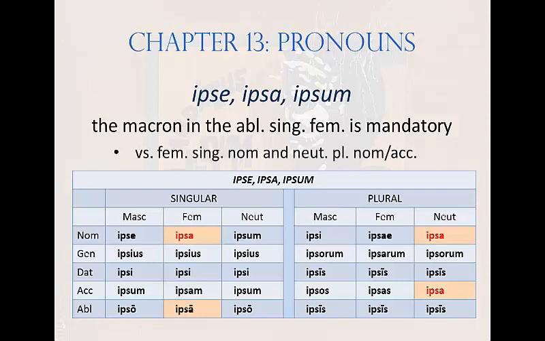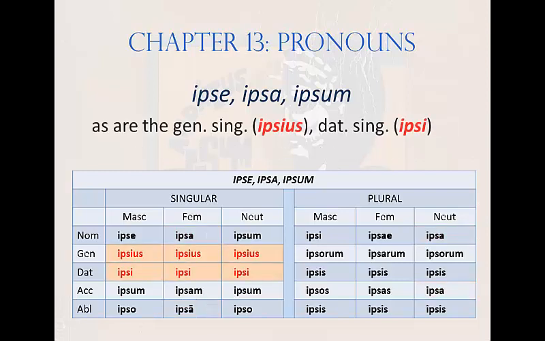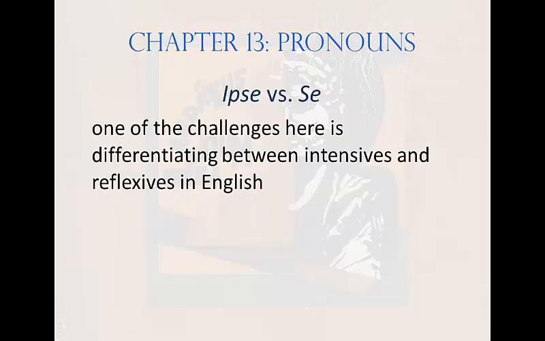In first declension, or anything like it, this macron is mandatory because it distinguishes the ablative singular feminine from its nominative singular counterpart, as well as the neuter nominative and accusative plural forms. Ille also should lead you to expect a genitive singular ending in -ius and a dative singular ending in -i, which is exactly what you get: ipsius and ipsi. Thus the real challenge here is not Latin, but English, in particular differentiating between intensive and reflexive forms.